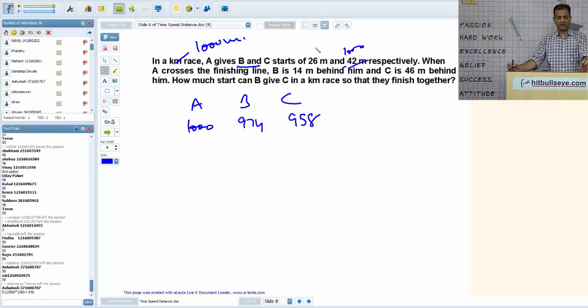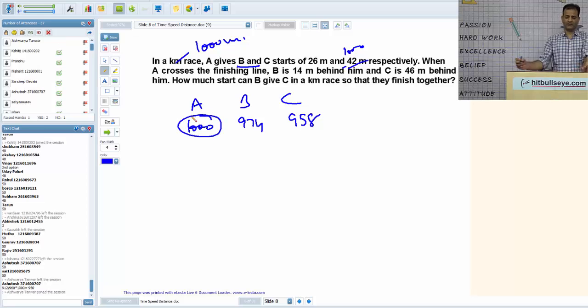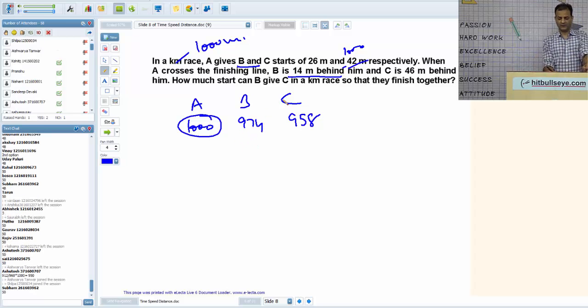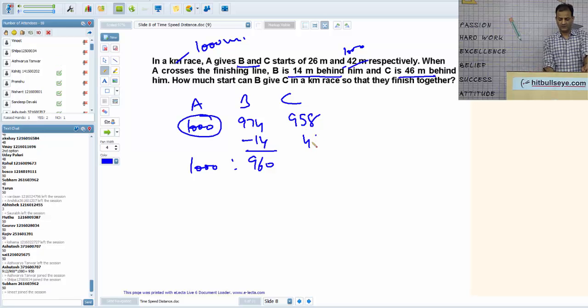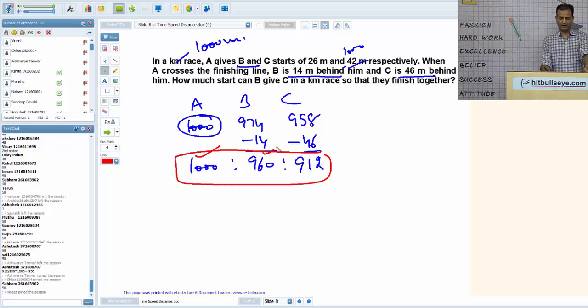Is it clear? When A crosses the finishing line, when A has covered 1000 meter, what is happening over there? B is 14 meter behind him. That means B is already on 974, but B is again 14 meter behind. That means B has run 974 minus 14, 960. A has run 1000, B has run 960, and C is 46 meter behind him. That means again we have to deduct 46. So 958 minus 46 is 912. These are the distances they have covered. A has covered 1000, B has covered 960 and C has covered 912.